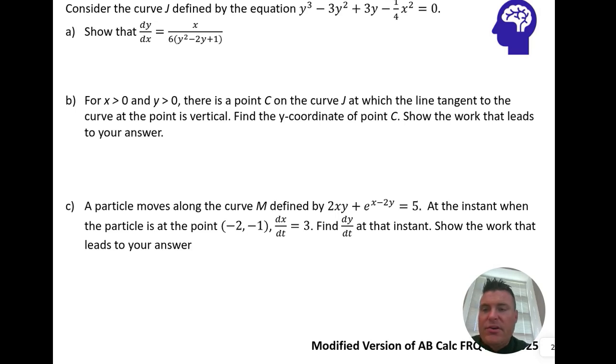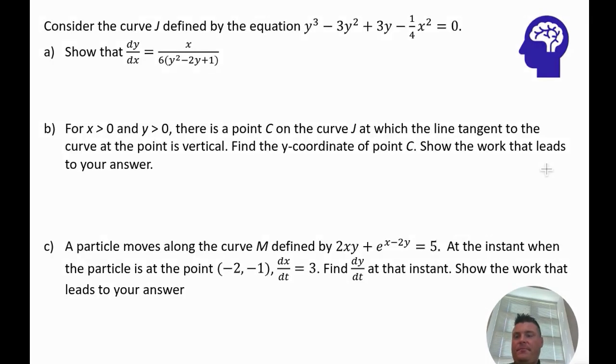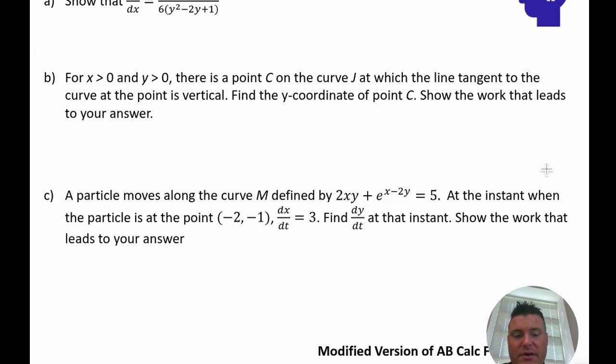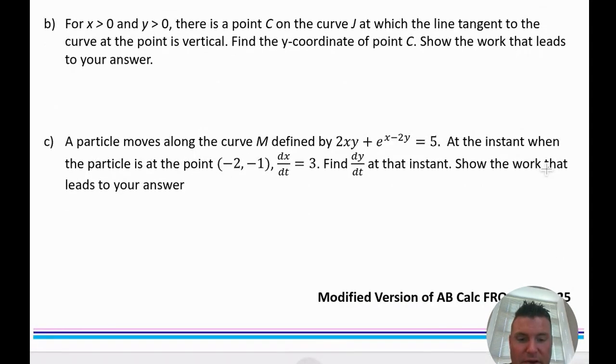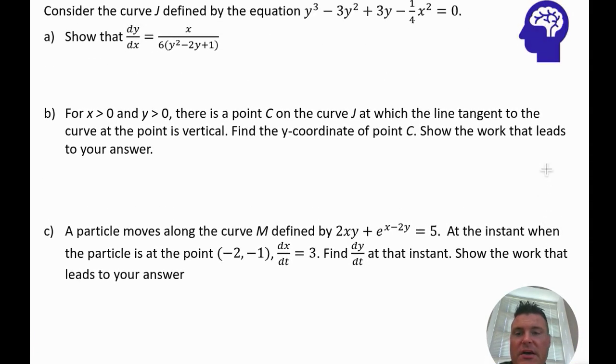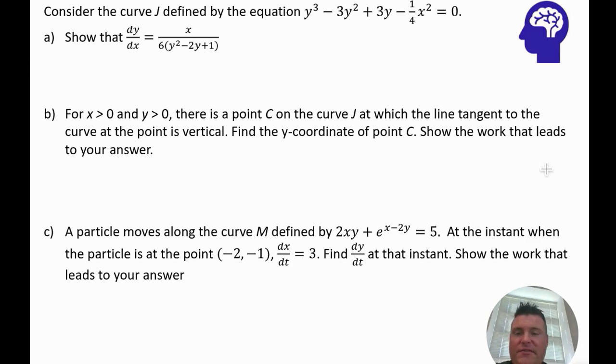We're going to keep this video rolling right along here. We have an FRQ style question. Consider the curve J defined by the equation y cubed minus 3y squared plus 3y minus 1/4 x squared equals 0. And we're going to ask you three things. Now this question is super similar. It says it here at the bottom, it's a modified version of a recent FRQ. And this is one that I graded. I am an AP grader, and I do know what would be accepted and what's not. So let's go ahead and go through this to see what would be accepted.